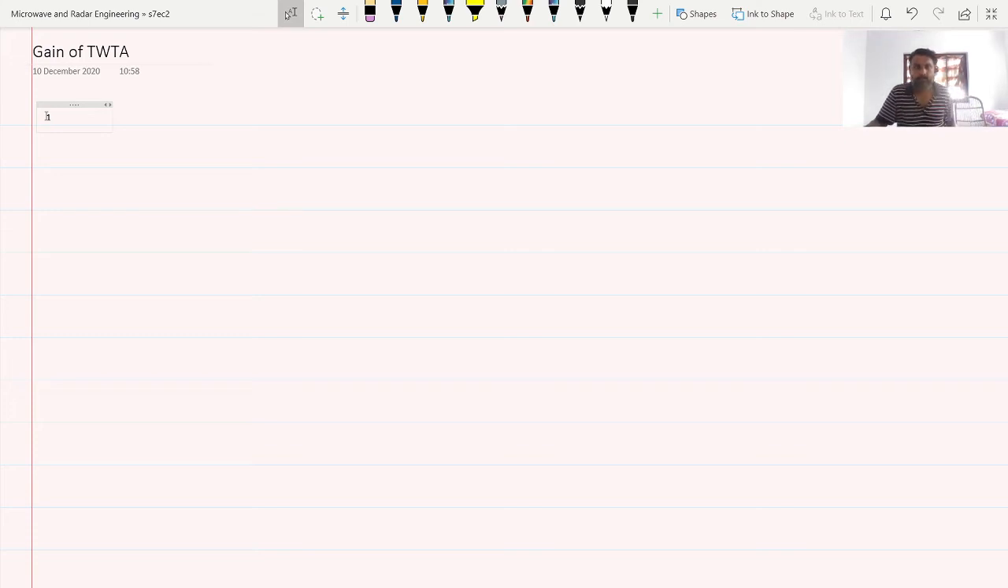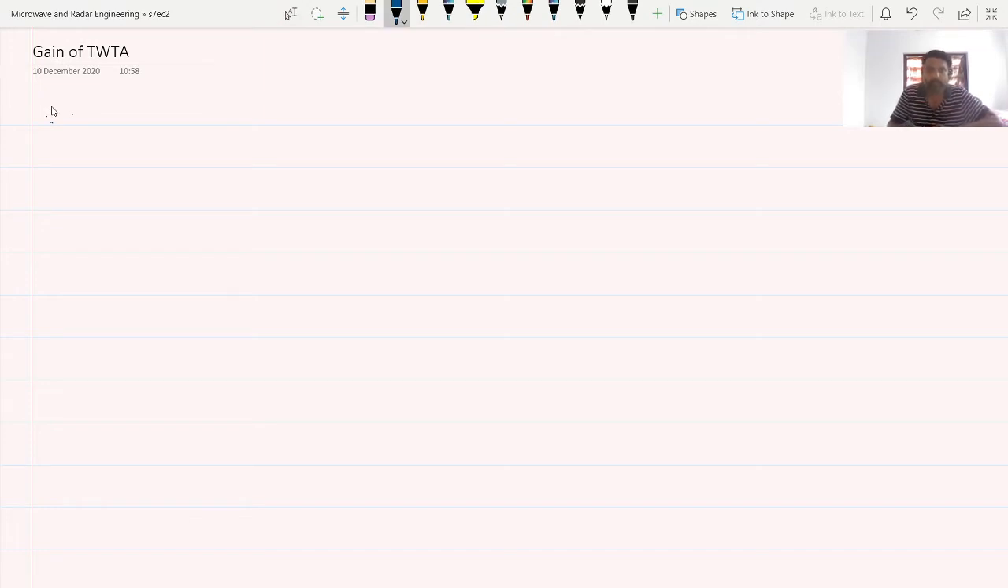Hello and welcome back to the next session, gain of travelling wave tube amplifier, or we can call this gain consideration of the travelling wave tube amplifier. Okay, we can continue with this one.